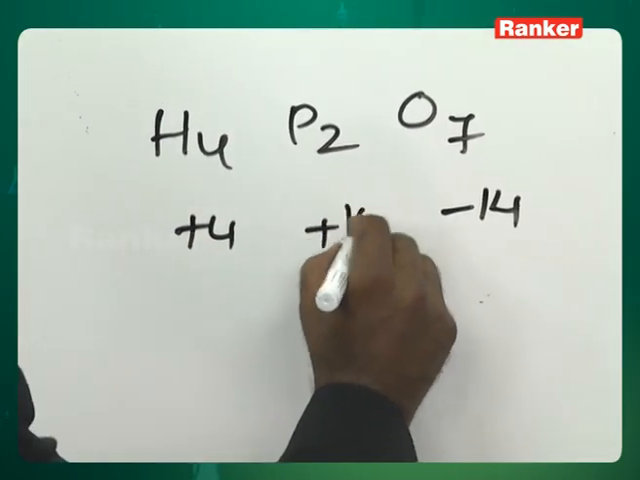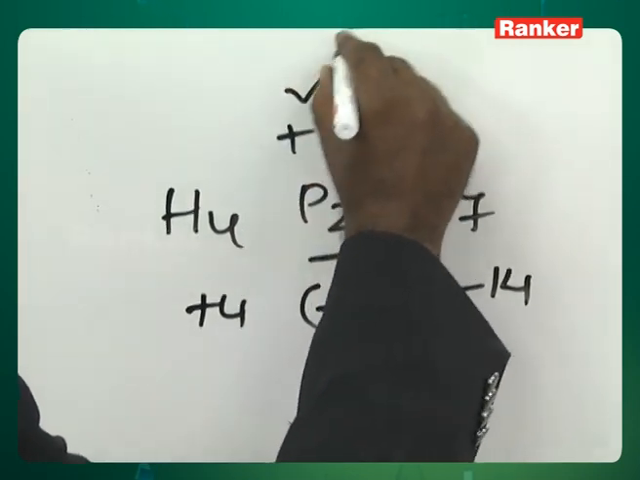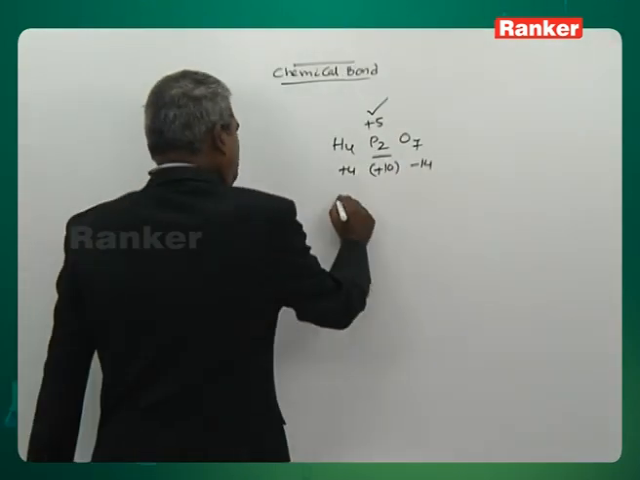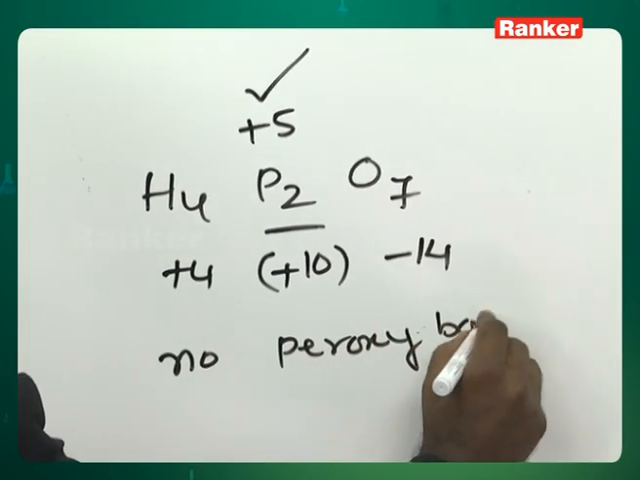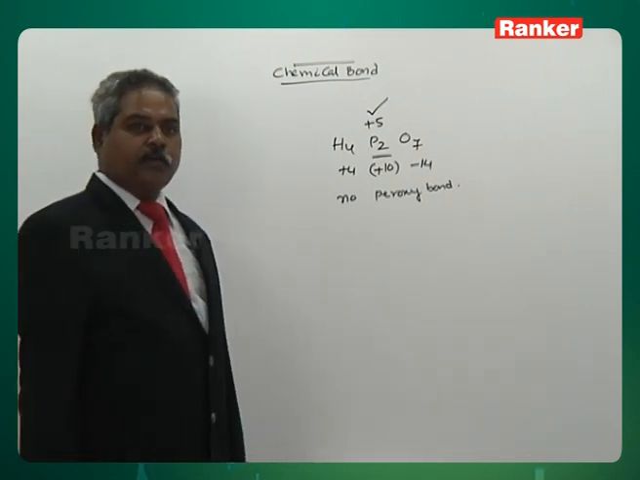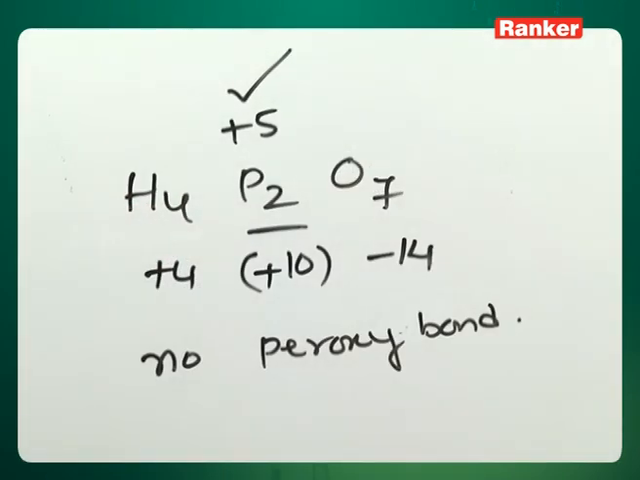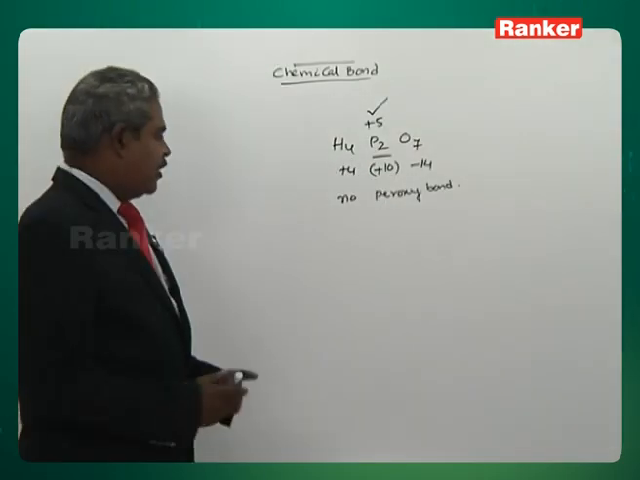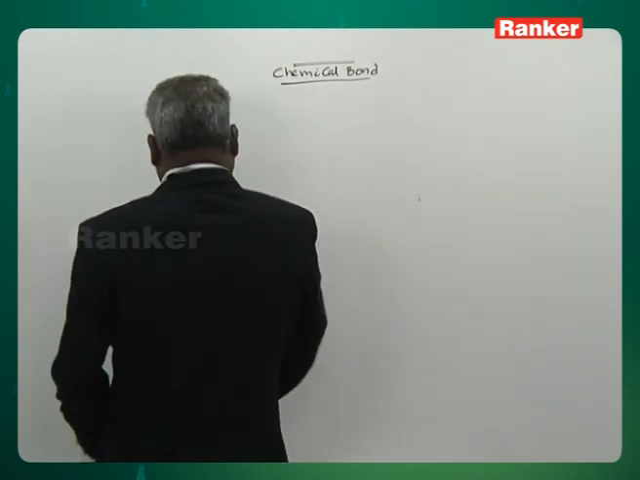Plus 4, plus 10. Each phosphorus is getting plus 5. Okay. Therefore, no peroxy bond. What do you mean by peroxy bond? Oxygen single bond. H4P2O7, like this. Now, you try to find out whether there is a peroxy bond in this or not.